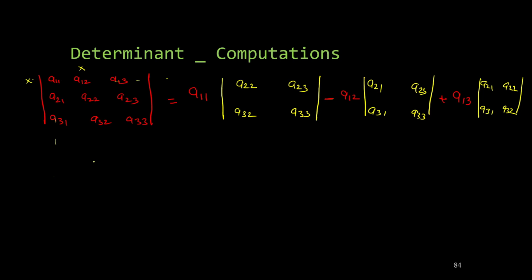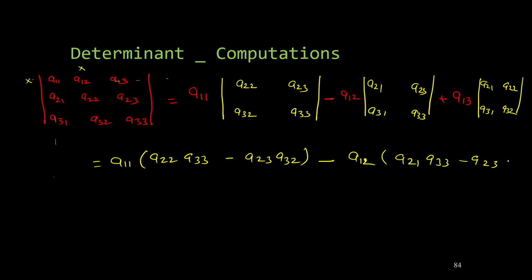If you want, you can write a formula like this: A11 times (A22 A33 minus A23 A32), minus A12 times (A21 A33 minus A23 A31), plus A13 times (A21 A32 minus A22 A31). Don't worry if these notations scare you, because we have already seen the pattern of how we compute, right? So this is just the formula for a 3 by 3 matrix.